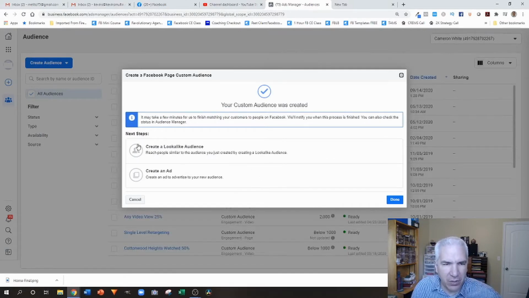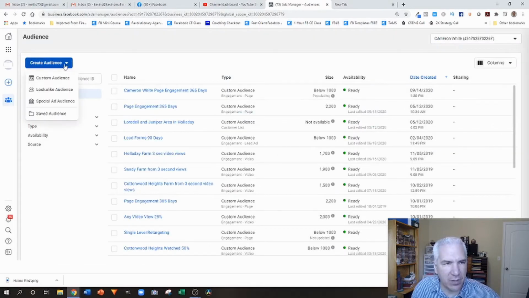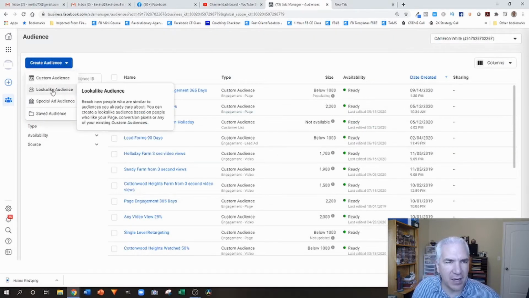Now, you'll notice that it gives me an option to create a lookalike audience. That's not the one we want because that will not be available when we get to targeting. Instead, what you want to do is come up here. This lookalike audience only works if you're doing ads that are not a special ad category. Since real estate is a special ad category, you don't want this option.